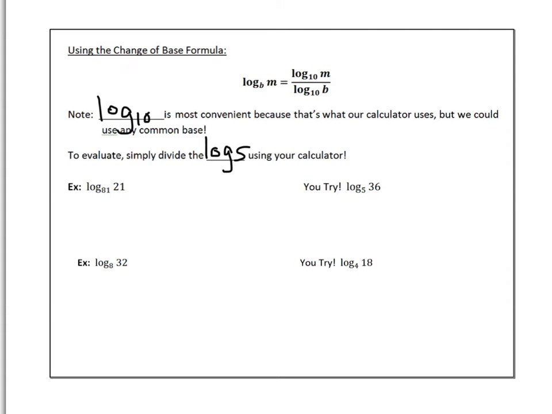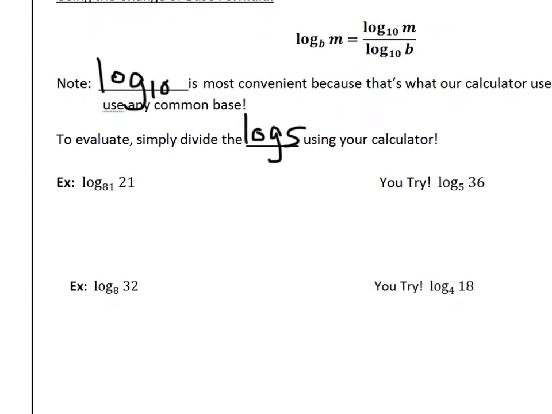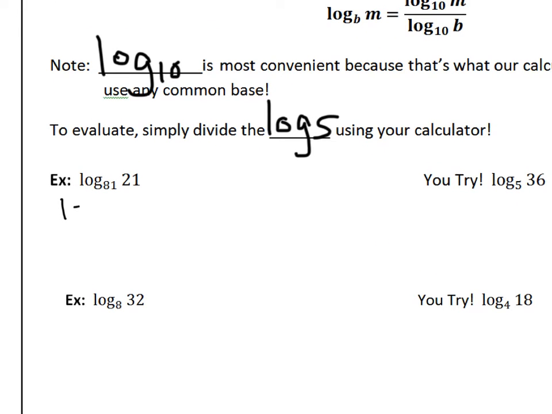So if we look at the first example here, it's going to be log of 21. And again, it's base 10, but 10 is the invisible one, so we don't need to write it, divided by log 81.